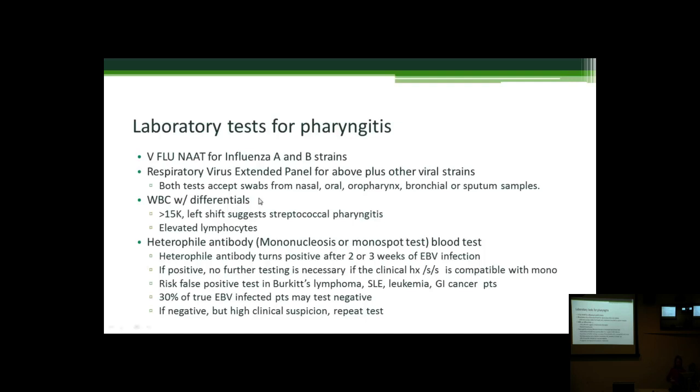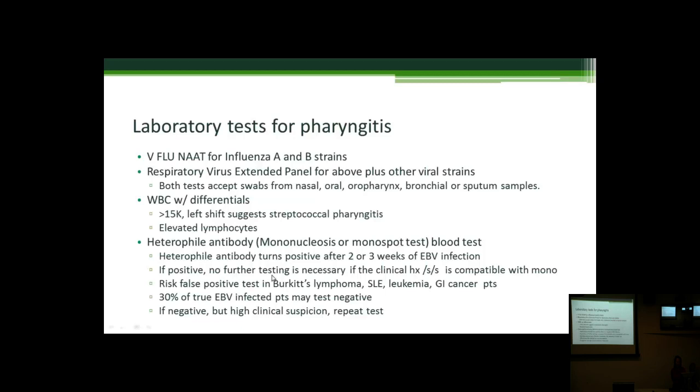WBCs may be indicated, especially if you're trying to determine if this is bacterial or viral in certain pharyngitis patients. And then also the heterophile antibody to check for mononucleosis, which is the blood test. The heterophile antibody turns positive after 3 or 4 weeks of the exposure or of the infection, so it may not turn positive right away if you were to test them initially at the onset of the symptoms. If it's positive, you don't need to test any further because you know the diagnosis now.